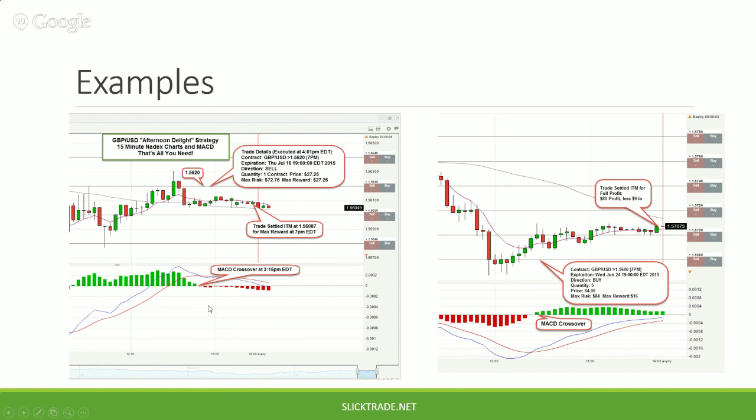However, the only difference is the price, okay? So that won't matter for examples. I just suggest when you're actually trading it, just use the Nadex charts. A lot easier. Real quick, too.